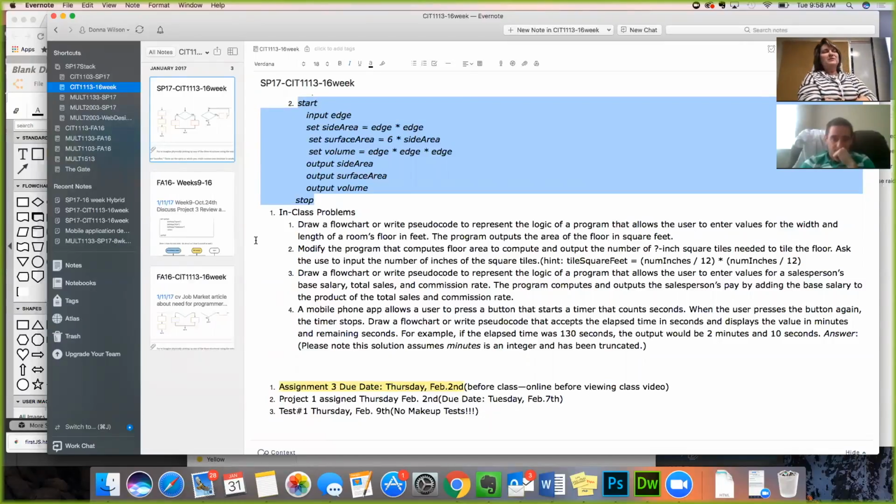The hardest ones are 3 and 4. So that's why there's more people on them, so y'all can check it out. So somebody do the pseudocode and somebody do the flowchart. I want you to do both. I know it says flowchart or pseudocode, but I want you to do both.